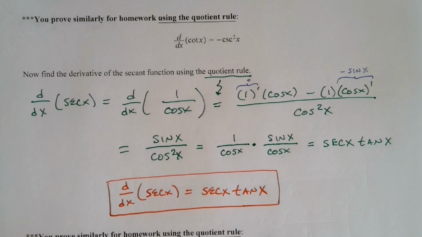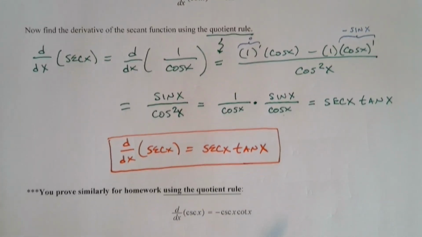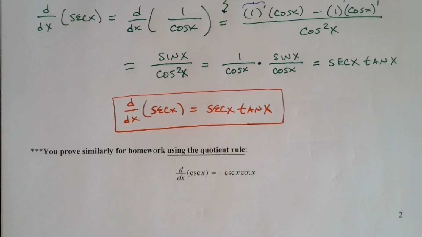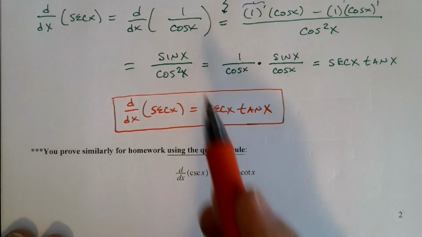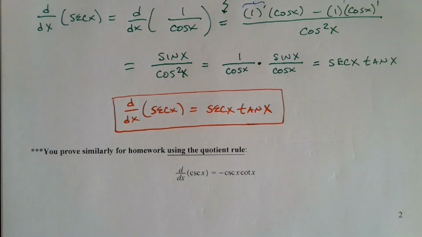And I do want you to be able to remember that, so you'll need to think about how, if you have to derive it. And similarly, I would like you to finally prove the last rule, which is the derivative of the cosecant function, which is what? 1 over sine of x. Do it similar to the way I did this one with the quotient rule, and show that its derivative is negative cosecant x, cotangent x. Okay?